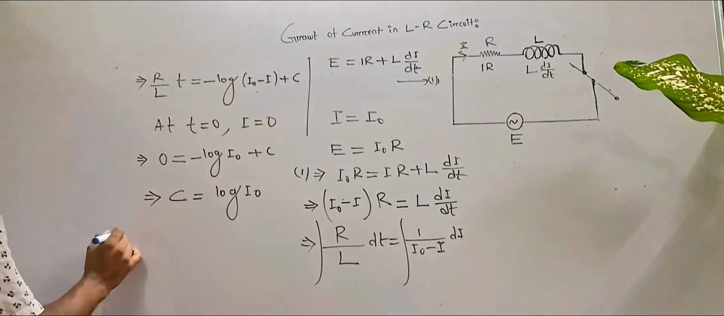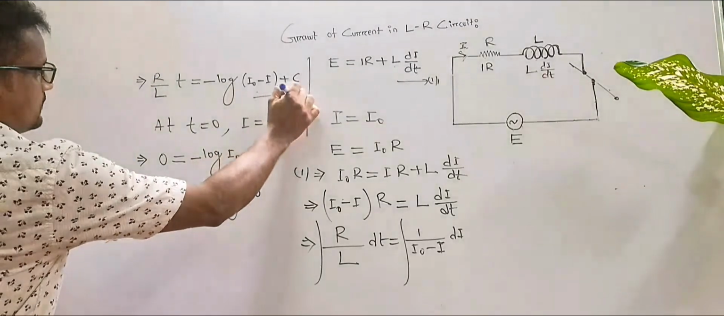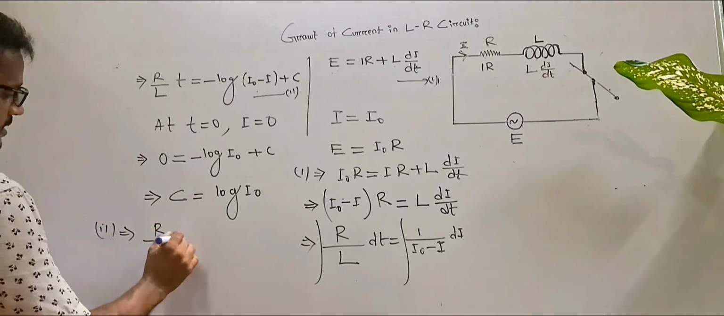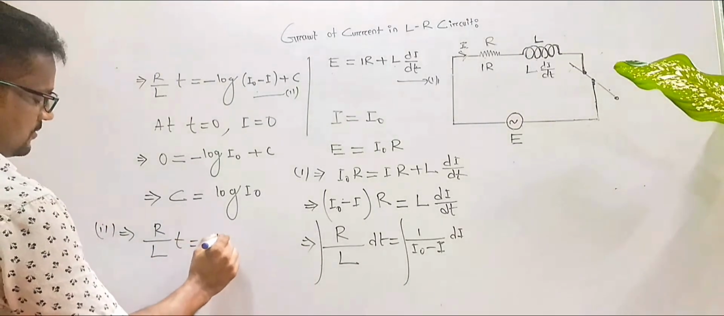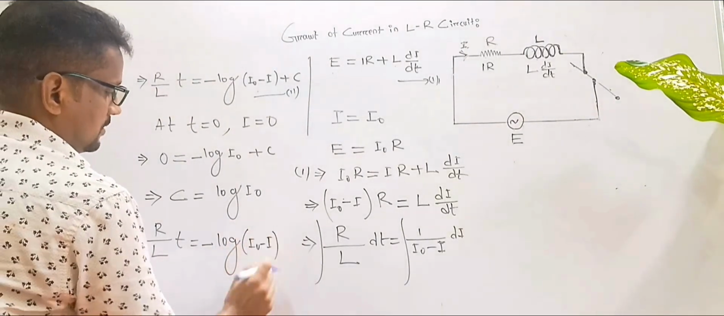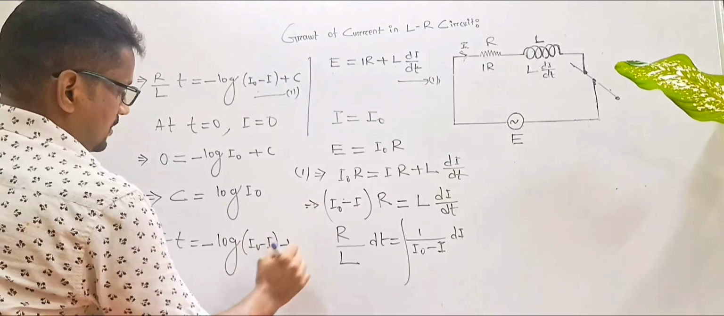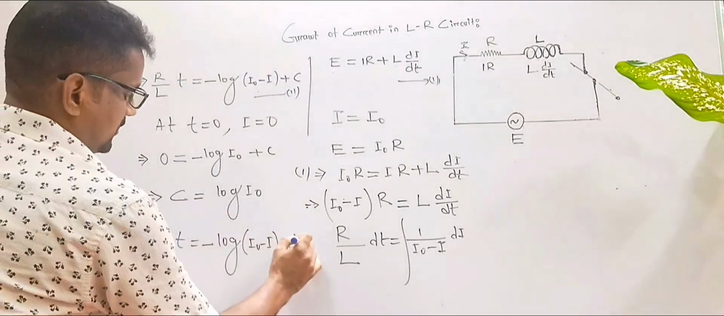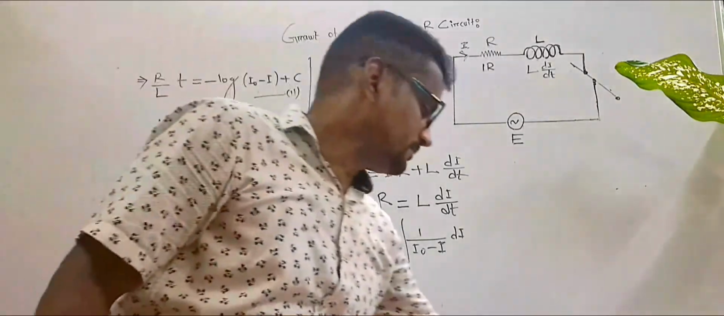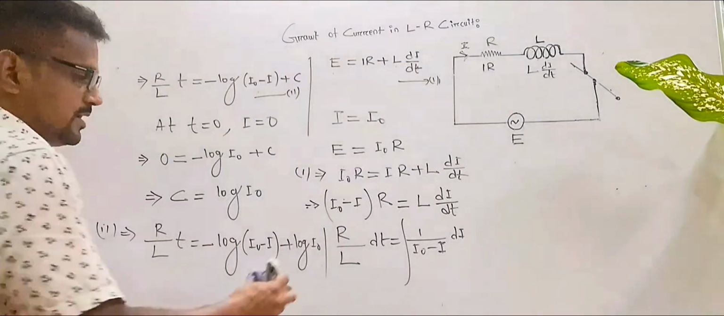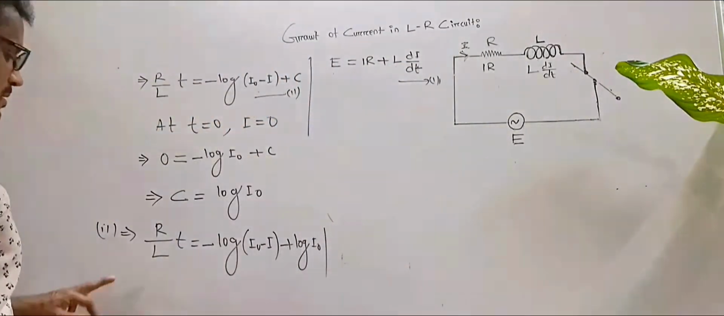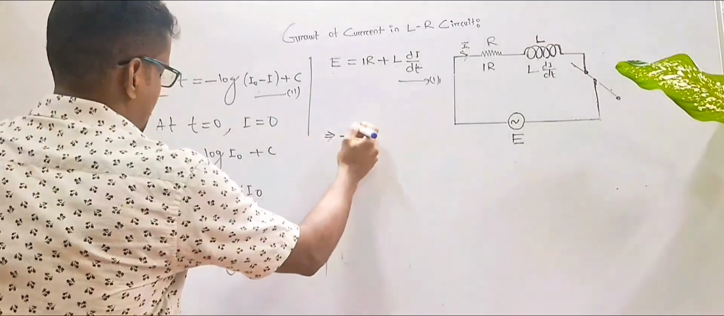Now from here, this is your equation 2. So 2 implies R by L t equals minus log of I naught minus I plus log of I naught. This we have got. Now let me rub this part here. The rest of the part I am showing here. From here you will get minus R.